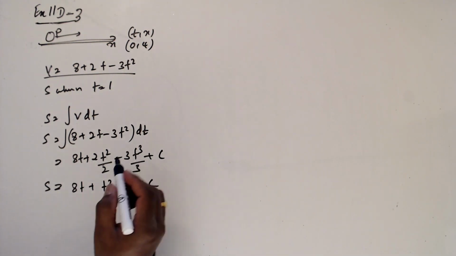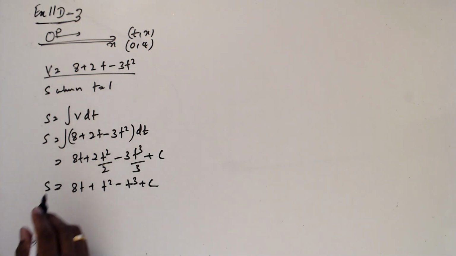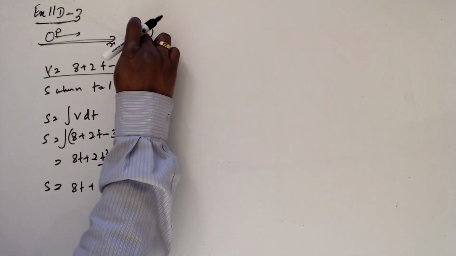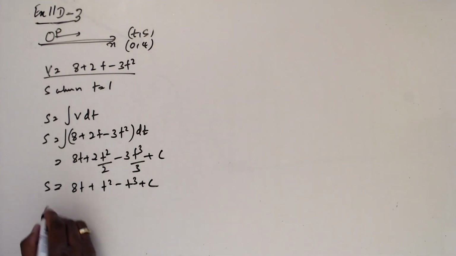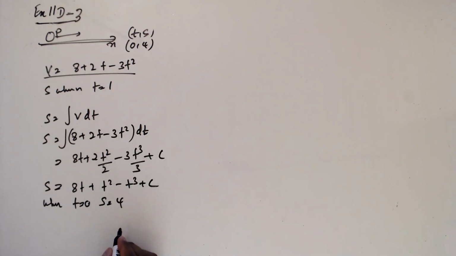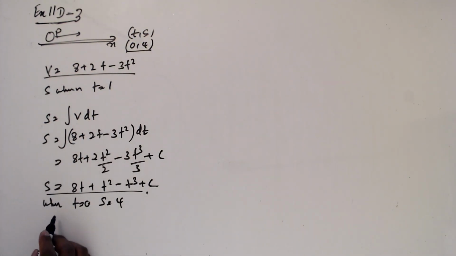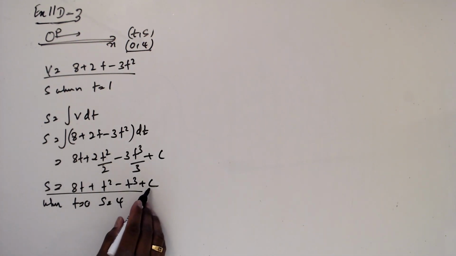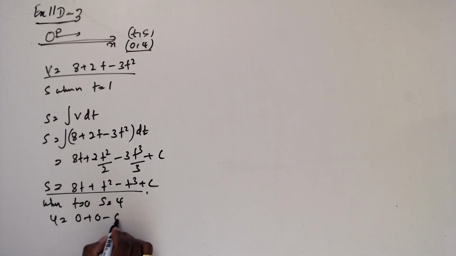Now they have given data for the displacement, this is t and s. When t equals 0, s equals 4. So this coordinate satisfies this equation. Then only c we don't know, so we can find c. So s equals 4 gives 0 plus 0 minus 0 plus c. So the c value is 4.